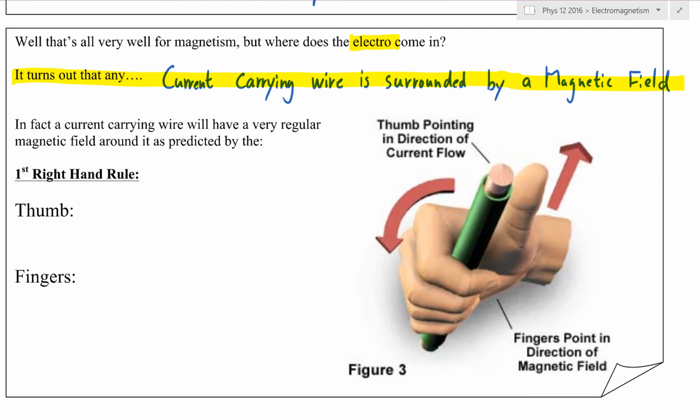So we have to use our hand. Now, this is called the first right hand rule. There are three in total. Today we'll only look at two of them. So this first right hand rule is for finding out the magnetic field around a wire that carries current. So to understand this right hand rule, we'll first write down the definition.